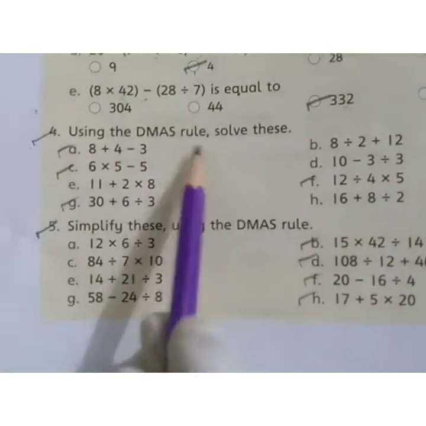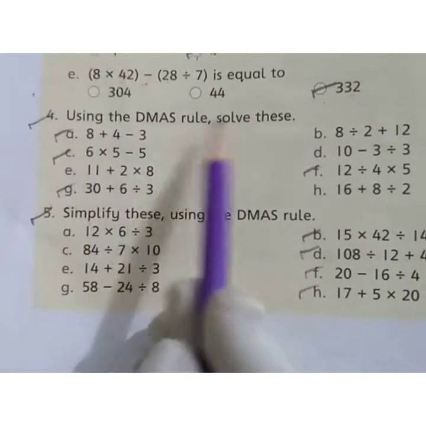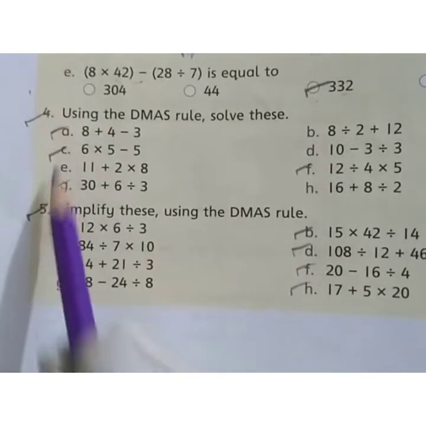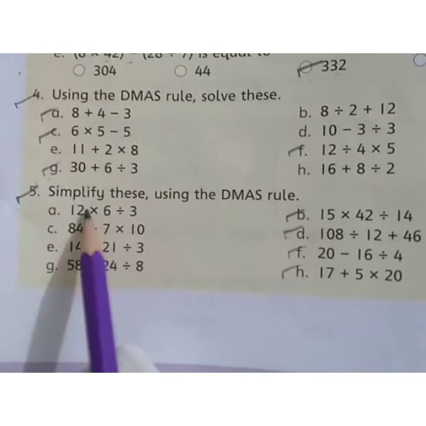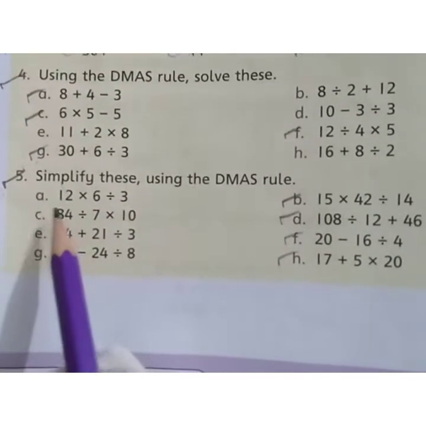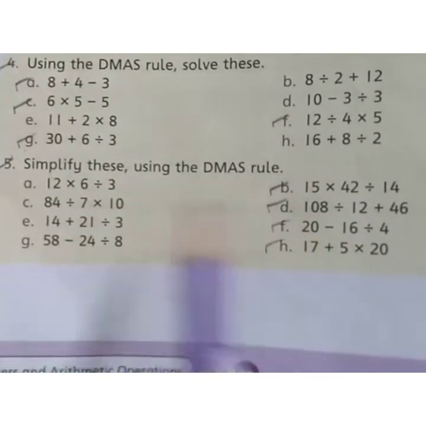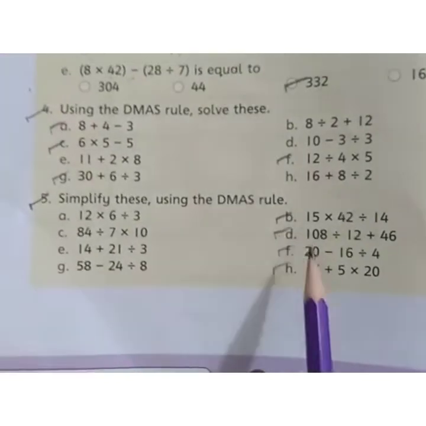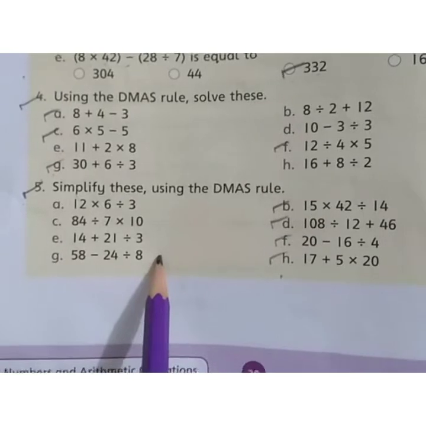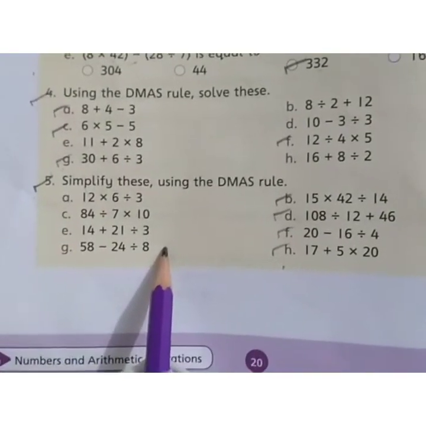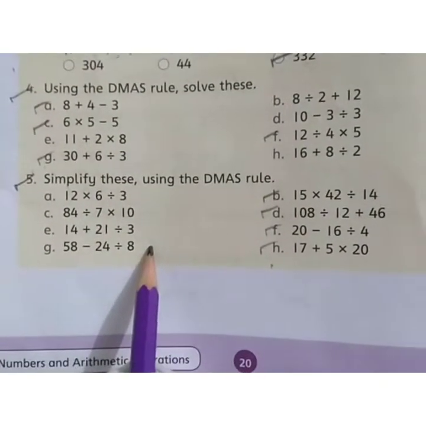Now using the DMAS rule, question number 4, solve these part A, C, F and G. Question number 5, I've already done one for you. Simplify these using DMAS rule, part B, D, F and H. You have to do all these parts of question 4 and 5 in your notebook with the help of the given example.